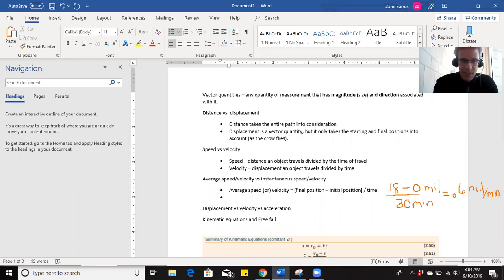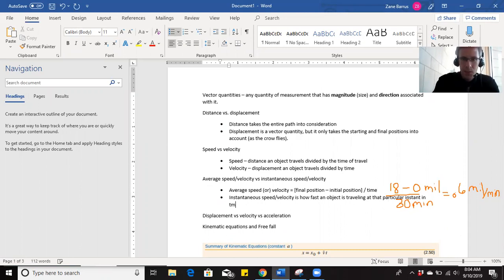So instantaneous speed or velocity is how fast an object is traveling at that particular instant in time. So if your average speed for the entire journey to school was 0.6 miles per minute, how would you figure out your instantaneous speed? Your speed at that very second?